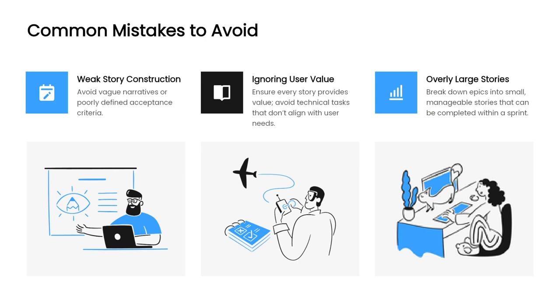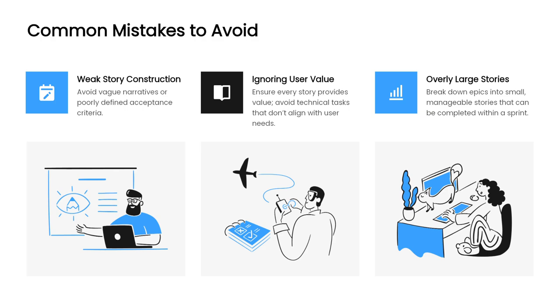Okay. The common mistakes to avoid, right? Let's talk about what not to do. Common mistakes include weak story construction with a vague narrative or poorly defined acceptance criteria. Another mistake is ignoring the user value. Every story should provide a clear value, as we see in the INVEST criteria, not just a technical task.